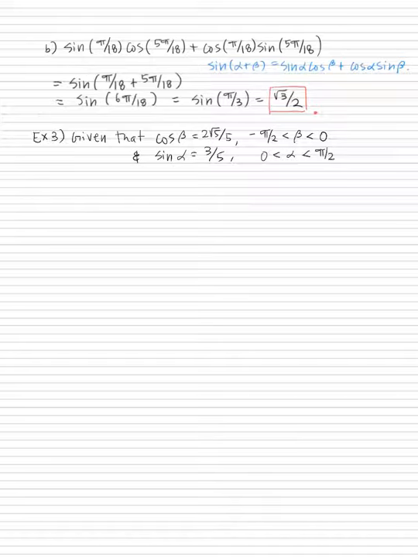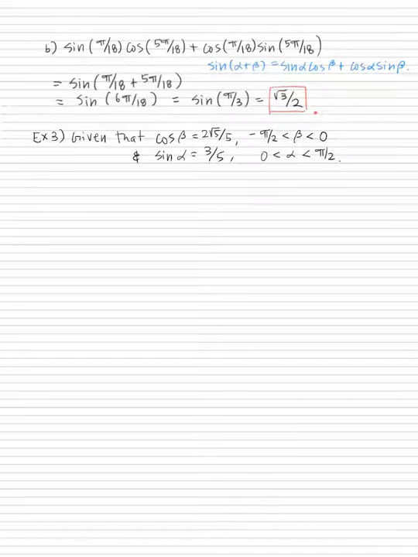Okay, so now let's look at the next example. Let's do something a little bit different. A little thinking is required for this problem. Given that cosine of beta is 2 root 5 over 5, where beta is between negative pi over 2 and 0, and sine of alpha is given by 3 over 5, and alpha is between 0 and pi over 2.